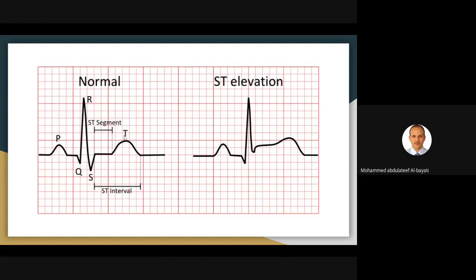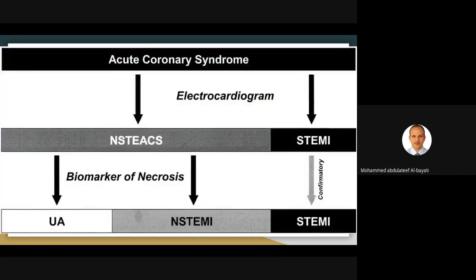When we observe myocardial injury, the ECG change will start with ST elevation. We can see here the ST elevated in comparison to the normal. If this ST elevation is absent, it's called non-ST elevated myocardial infarction. If the ST elevation is present, it's called ST elevated myocardial infarction.